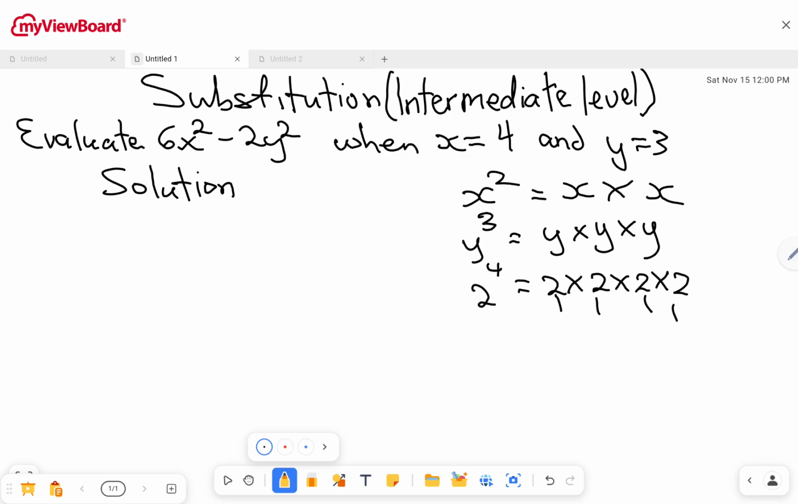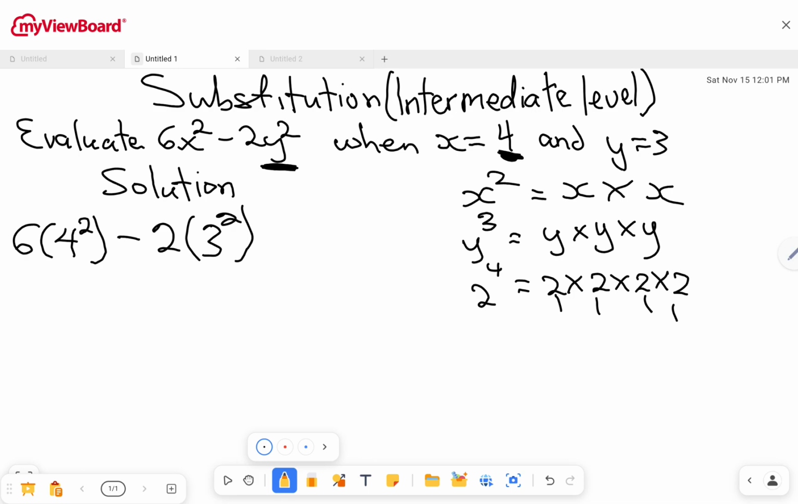So we have 6 here. Now we are going to replace the x here by its corresponding value, which is 4. So we are going to have 4, then we are going to put the exponent of 2 on top. Then we are going to write the minus sign. Then our 2 will come here. And then we are going to replace this y by its corresponding value, which is 3. So we have 3 here. Now the y also has an exponent of 2, so we put the 2 over there.